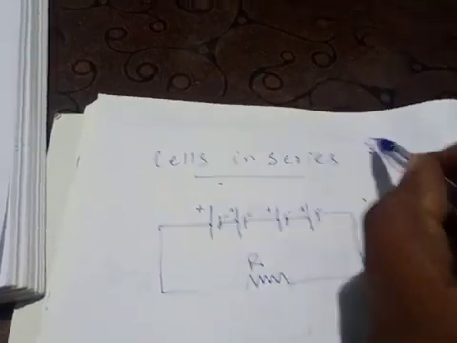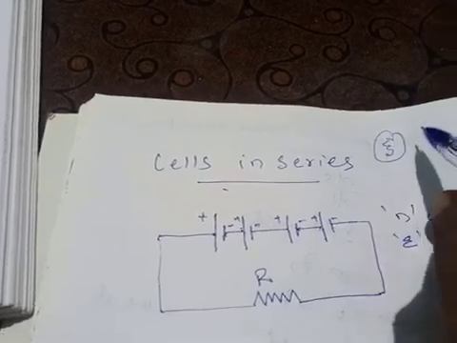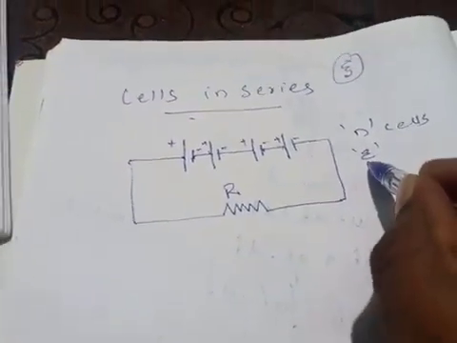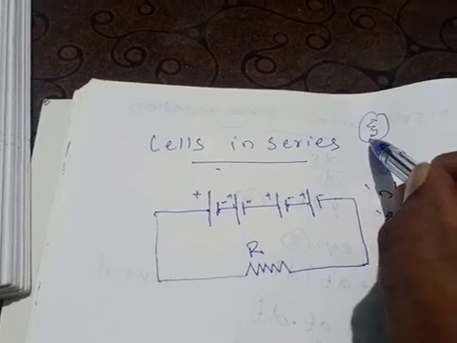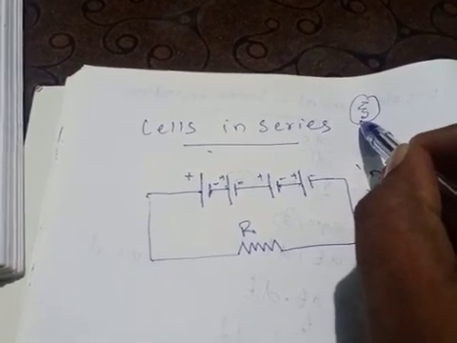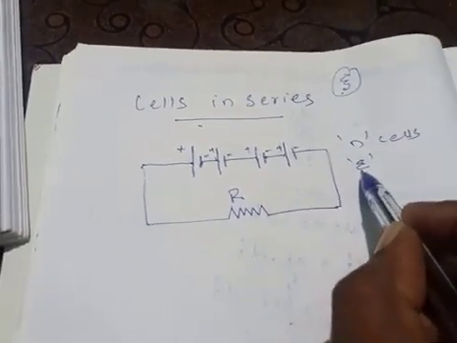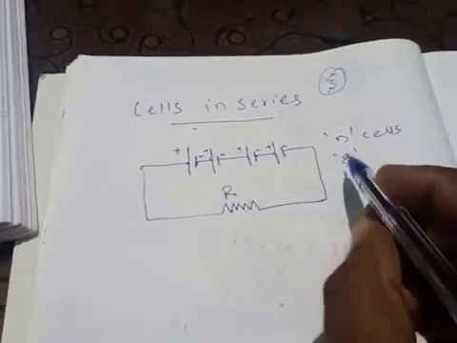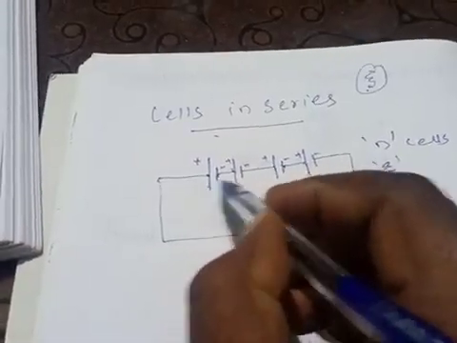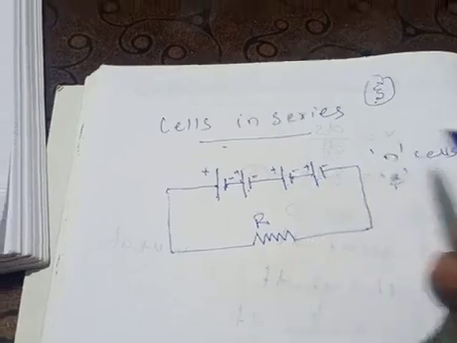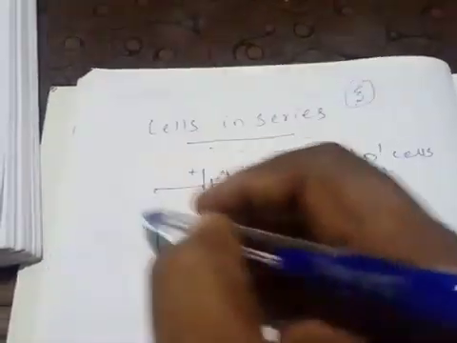One symbol like this is also used, but in the new textbook this epsilon symbol is given, and psi can also be used. So for EMF we are using this symbol, and you see here 4 cells are connected, and it says that the number of cells connected is n.